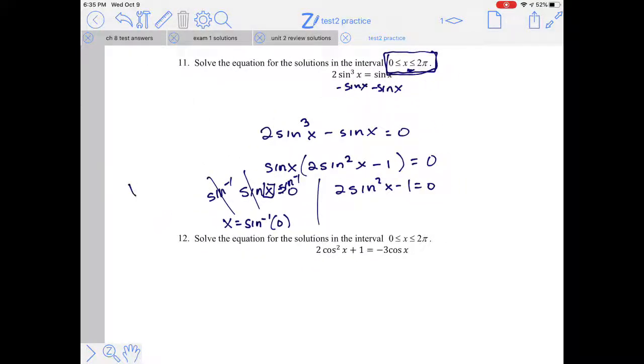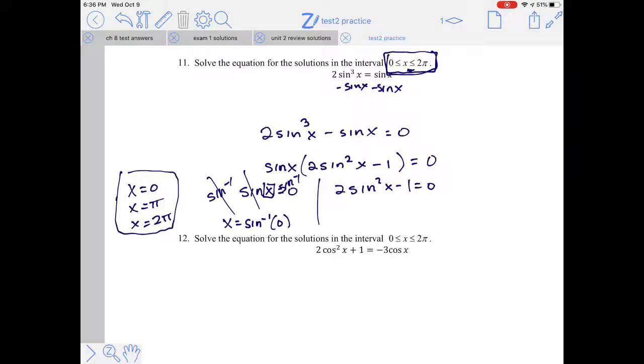So now do we factor out? Wait, hold on. X equals 0. X equals pi. And technically 0 and 2 pi are the same. These are the only three answers. We're done. We move on. Nope, we have some over here.